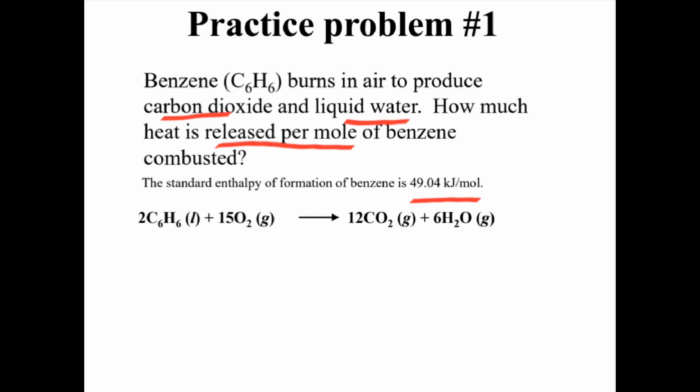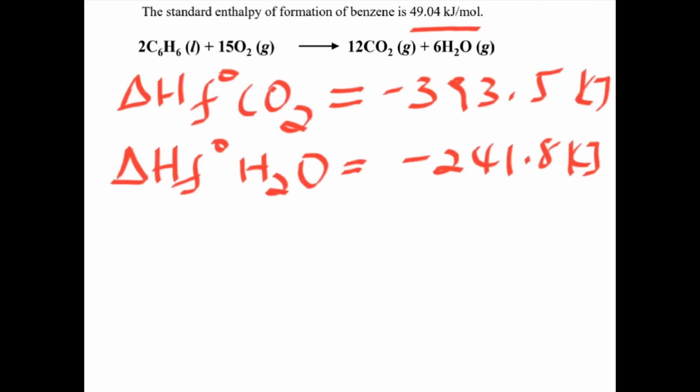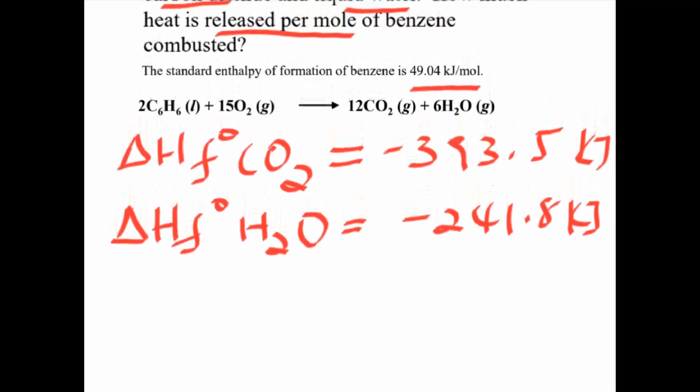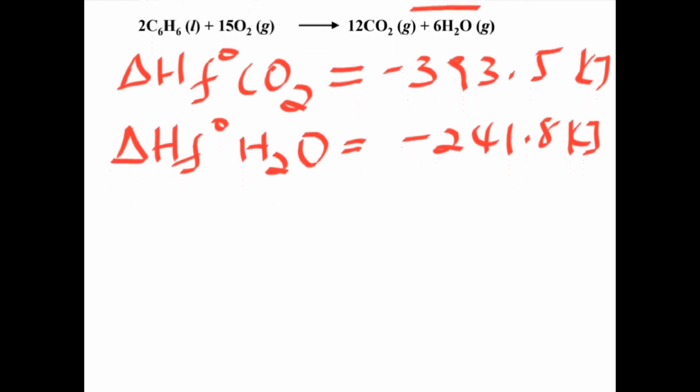ስለዚህ 49.0 ኪሎጁል ፐር ሞል ኢንታልፒ ፎርሜሽን ኦፍ ቤንዚን ነው። ሌላው ማወቅ ያለባቸው የካርቦን ዳይኦክሳይድ እና የዋተር ስታንዳርድ ኢንታልፒ ኦፍ ፎርሜሽን ያስፈልጉናል። እነዚህ ከቴብሉ ታገኙታላችሁ ማለት ነው። So having this now you can solve the heat released per mole of benzene combusted ማለት ነው። So እንዴት ነው የምናደርገው?